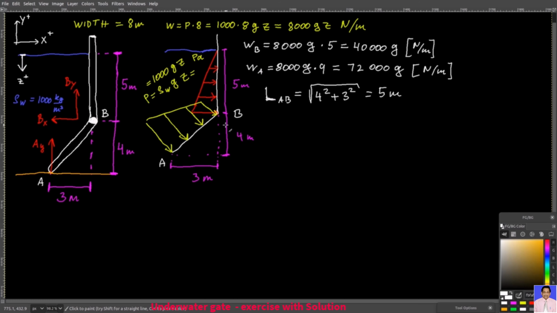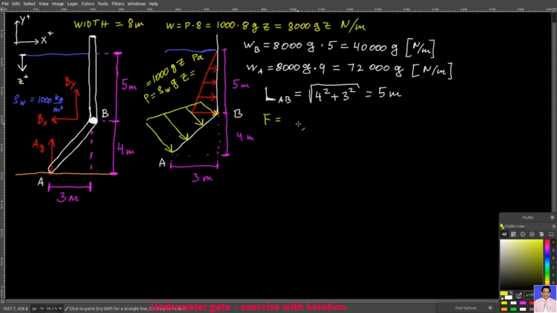And so to get the total force that this gate experiences, you essentially have to find the area of this yellow trapezoid. You could also integrate this, but in this case it's easier to simply find the area of this trapezoid. You will get the same area through integration, but with shapes like triangles, squares and trapezoids, you can find these areas directly. And that would be the total force on the gate.